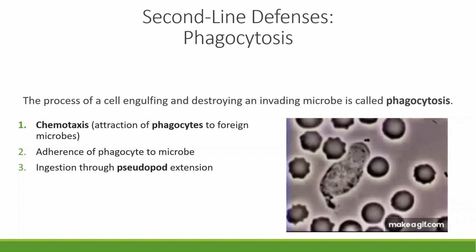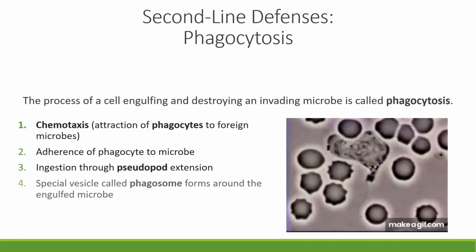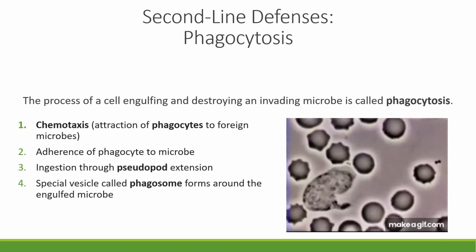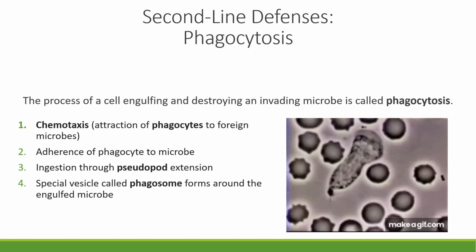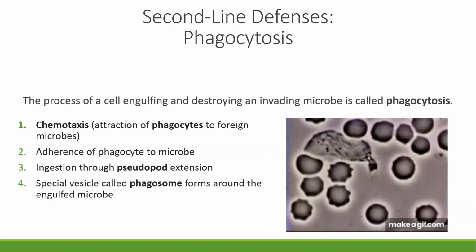And so that brings us to the next steps. So step 4 is the phagosome formation. So this is a special vesicle, and it's called the phagosome. And this forms around the microbe inside of the cell.